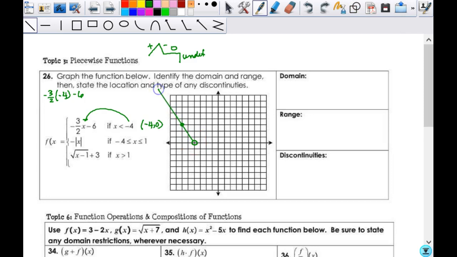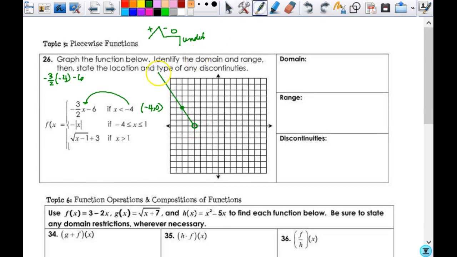It looks something like this. And on this side of it here, I have an arrow. Okay, so that's section number 1. Then I go to section number 2. It has 2 endpoints, both of which will be closed circles, right?